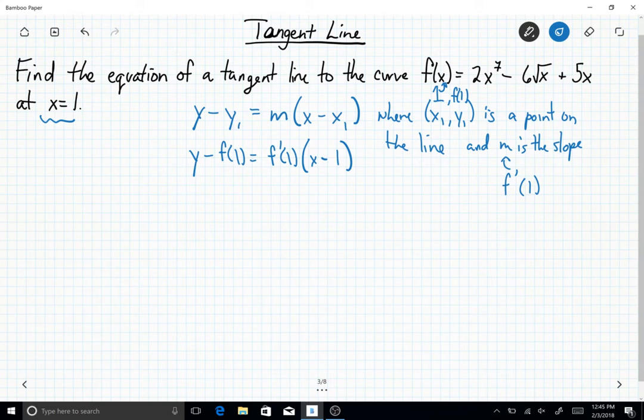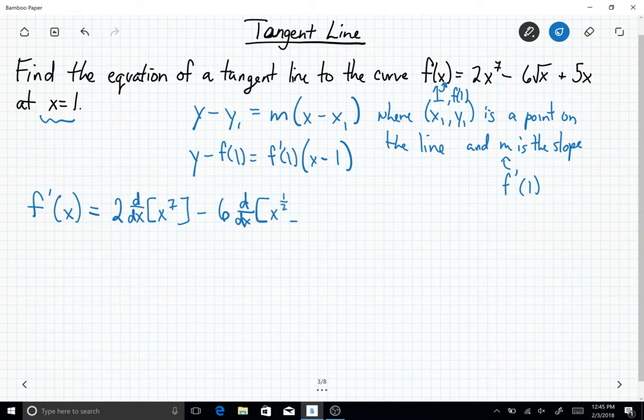Okay, so that's hunky-dory. Where do we go from here? Well, in order to do this, we actually have options. We can find f of 1 first, or we can try and find f prime of 1. If we try and find f prime of 1, we'll need to take the derivative first. So take the derivative of the function. That should be 2 times the derivative of x to the 7th, minus 6 times the derivative of x to the 1/2 power, because you have the square root of x, and then plus 5 times the derivative of x to the 1st power.